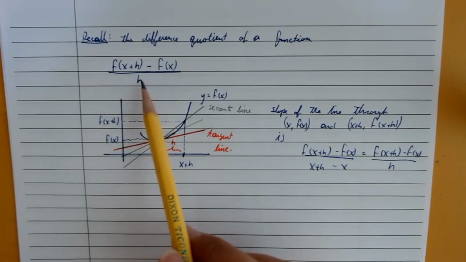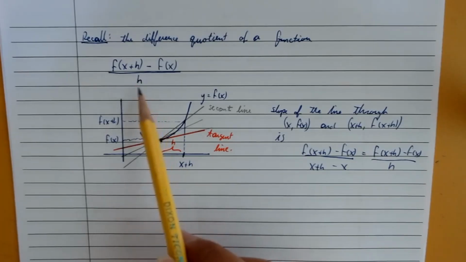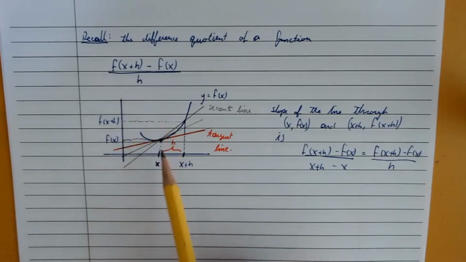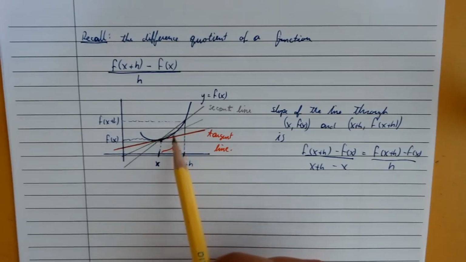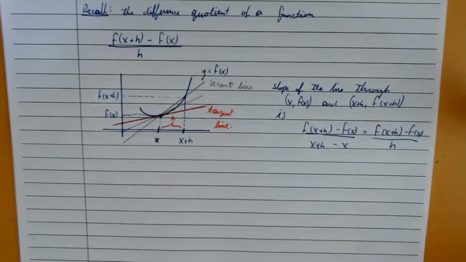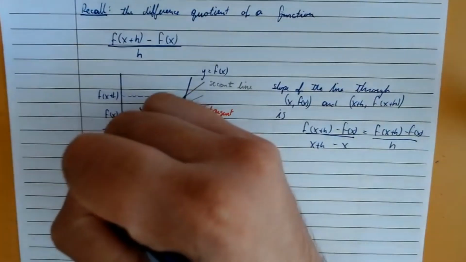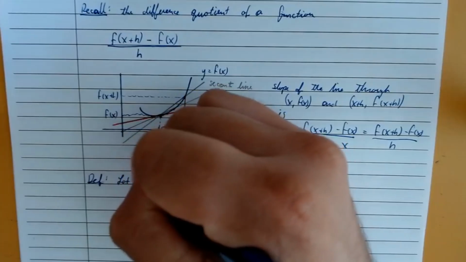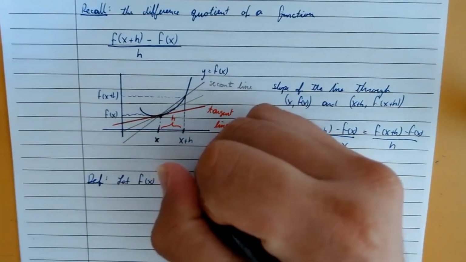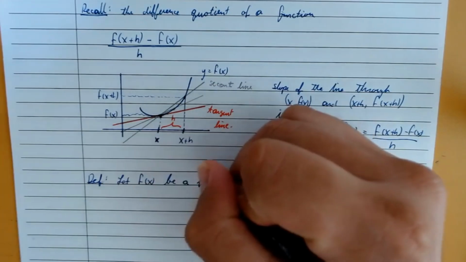You say, but I can't do that. I can't let h be 0. Because if h is equal to 0, dividing by 0 is undefined. Okay, then we do the next best thing. We take the limit as h approaches 0. This is called the derivative of a function. Definition. Let's begin with a function. Let f of x be a function.